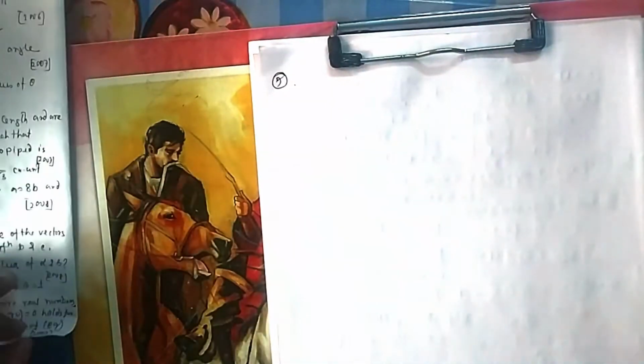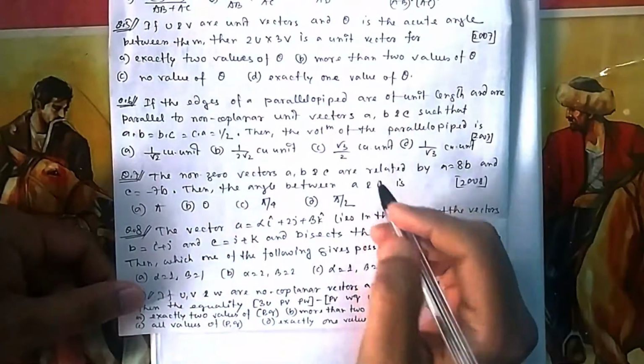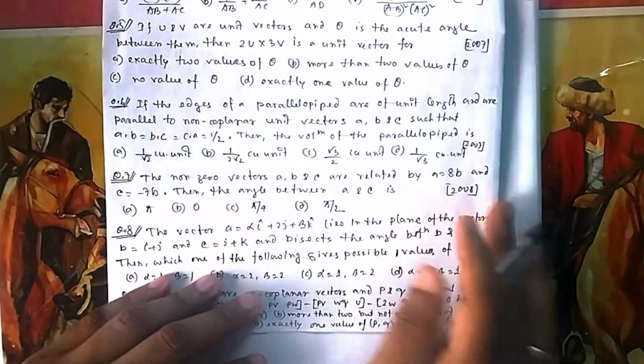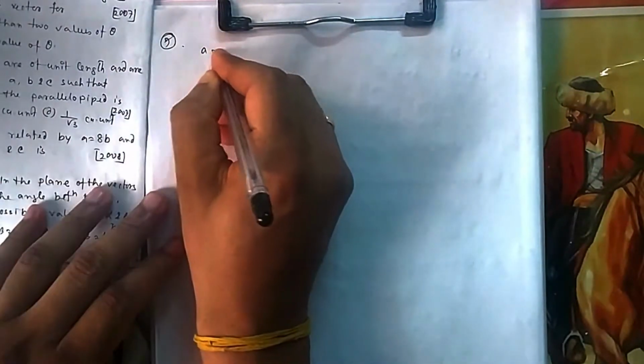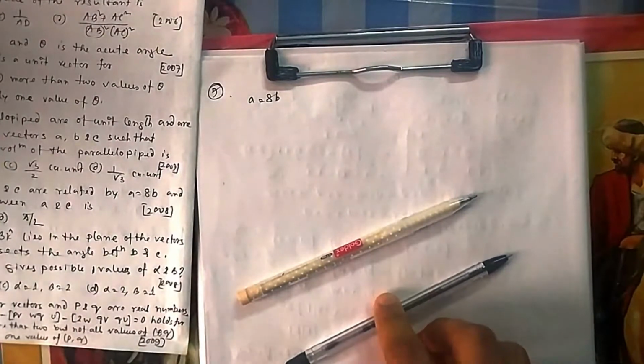Next, if you come to question number 7, the vectors A, B, C are related by this relation, and they are asking the angle between A and C. From here you can say, because A is written as a positive multiple of B, I told you if it is written like that, that means they are parallel. And because this is positive, they are like parallels. So this is A, suppose this is B, their direction is the same. So what is the angle between A and B? 0. Now what is given here? C is equal to minus 7B.